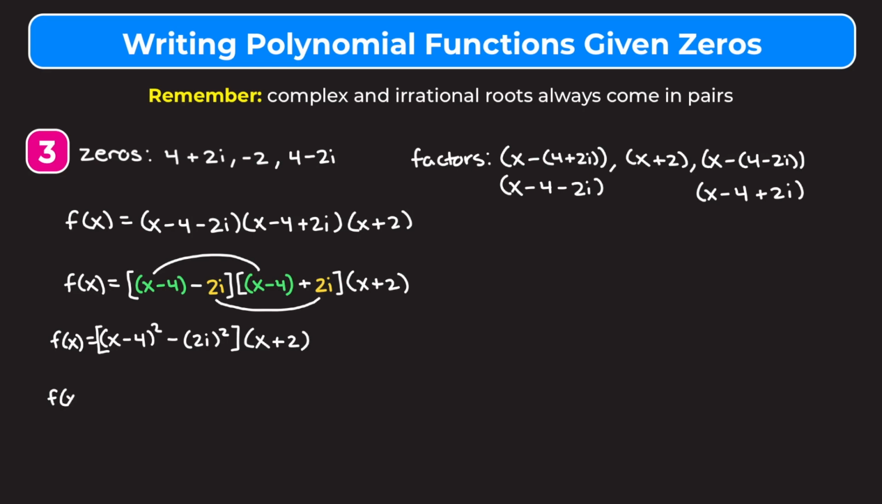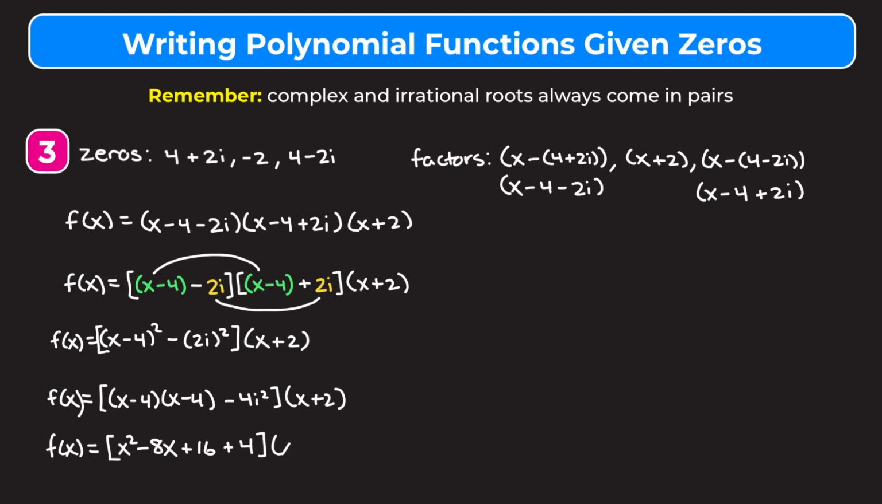So now we're going to go through and simplify this. So remember that x minus 4 squared is like x minus 4 times itself. So I'm going to write it like that. And then minus 2i squared is going to be minus 4i squared times x plus 2. And now we're going to have to FOIL out this x minus 4 times x minus 4. And for the sake of time and space, I'm just going to skip the middle step. So if you actually FOIL it out, you should get x squared minus 8x plus 16. And then minus 4i squared turns into positive 4 because remember i squared is negative 1. And then we have times x plus 2.